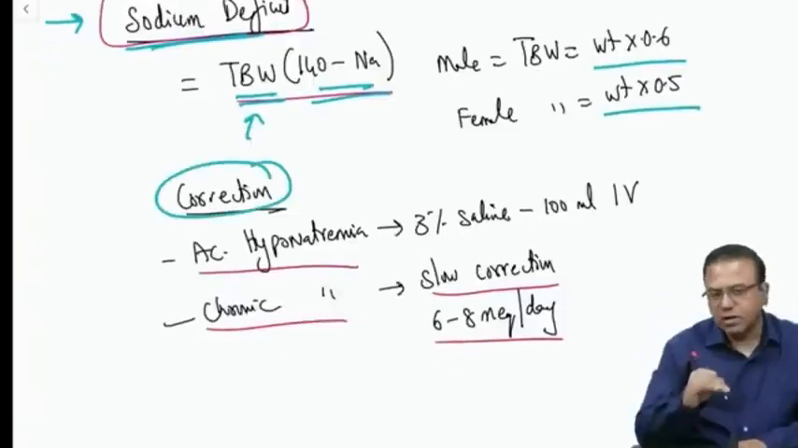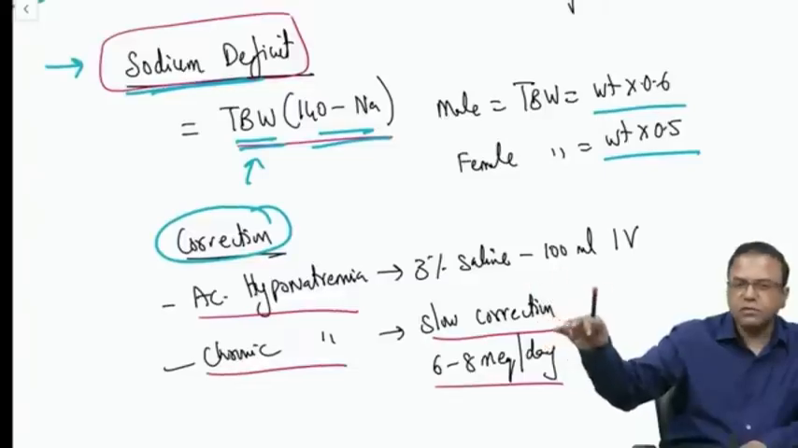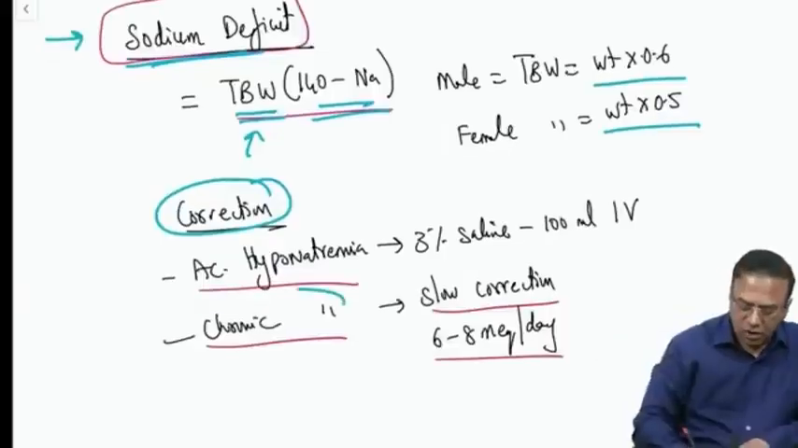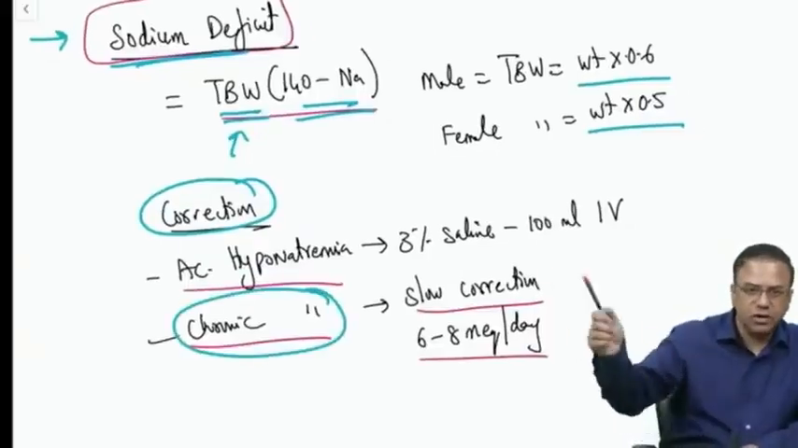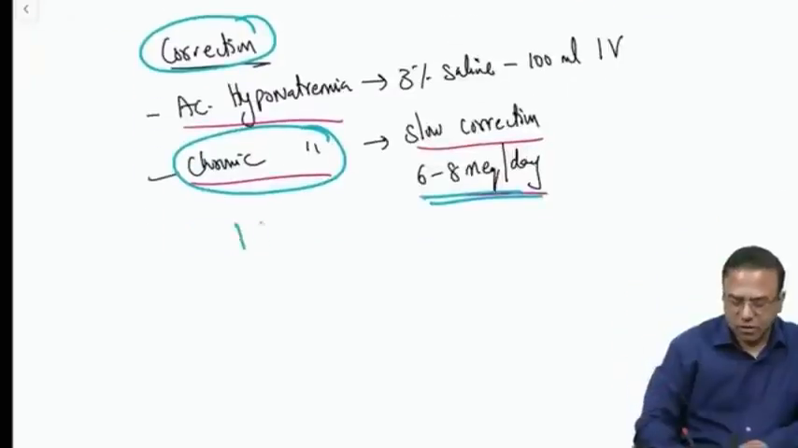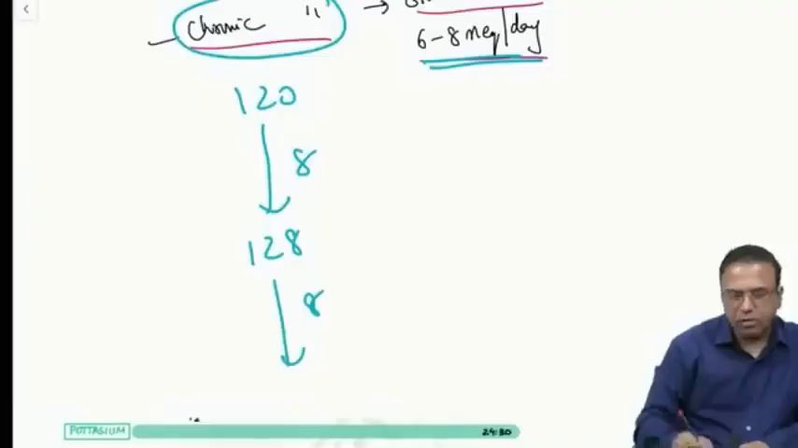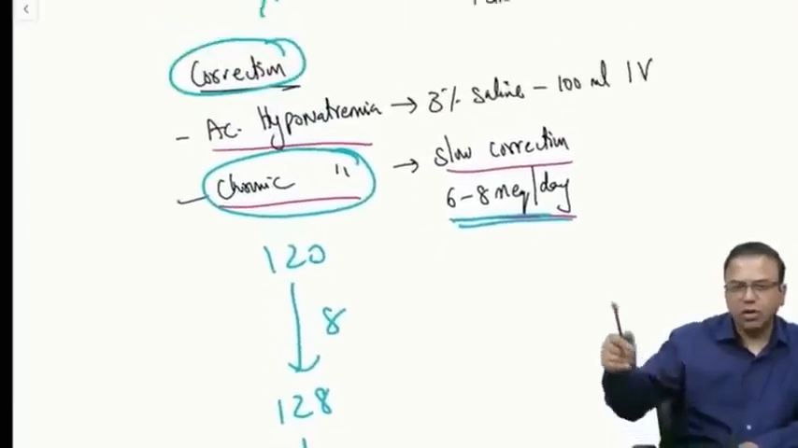Remember the principle of correction in acute hyponatremia. What happened acutely, you correct acutely. So you can give 3% saline, although the risk of osmotic demyelination is still there, but it's very small. But in a chronic patient, because the body has adapted, you have to correct very slowly. So slow correction is the rule, and never correct more than 8 milliequivalents per day. So if the patient is at 120, in the first day you target 128 or less. In the second day you increase by another 8 milliequivalents, and you are touching 136. So basically you are going slow in a chronic patient.